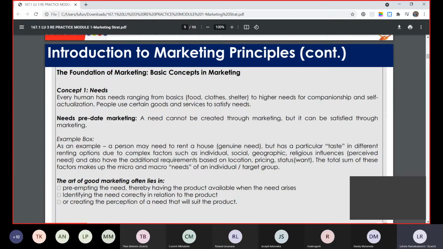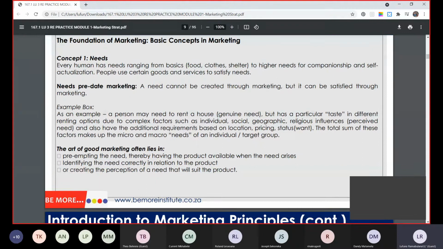The total sum of these factors make up the micro and macro needs of the individual, or what we call a target group. The art of good marketing often lies in three things. You're preempting the need, thereby having the product available when the need arises. So that's critical. The second one is identifying the need correctly in relation to the product, or creating the perception of a need that will suit the product.